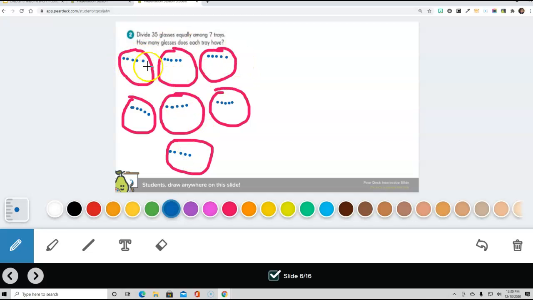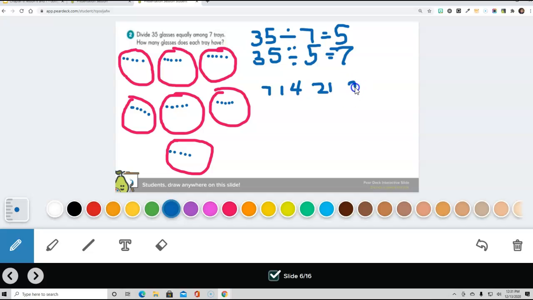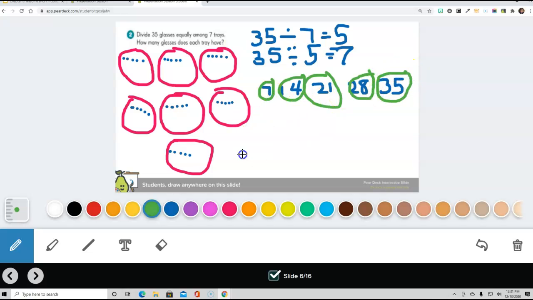So if I look, each one of my trays has 5 glasses. So then I know 35 divided by 7 equals 5. I could also say 35 divided by 5 equals 7, or 5 times 7 equals 35, or 7 times 5 equals 35. Okay, the other way I could figure this out is to skip count by 7s. 7, 14, 21, 28, 35. And if I circled these, I'd have 1, 2, 3, 4, 5 groups, 5 in each group. Okay? So the answer would be 5.